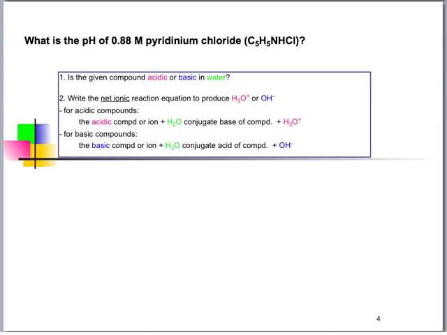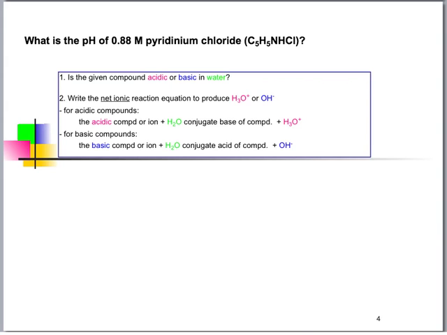First question, is the given compound acidic or basic in water? This compound, pyridinium chloride, has the chloride attached to its name, which indicates it's got a negative ion, Cl-. That means the rest of the structure must have a plus charge. This is one of those nitrogen compounds that has an H attached to the nitrogen and has a plus charge. It is like ammonium, NH4+, and these are acidic. You should remember that type.